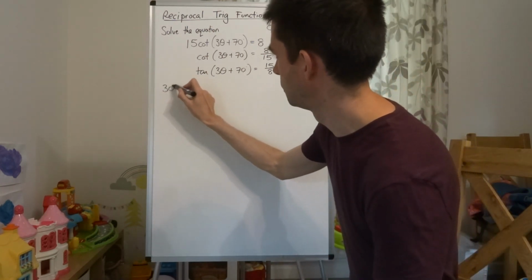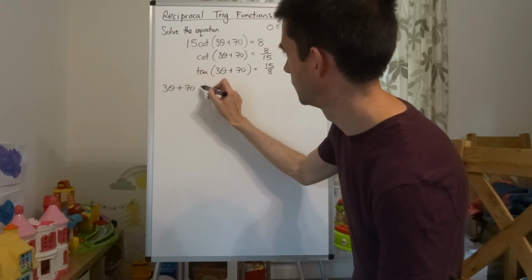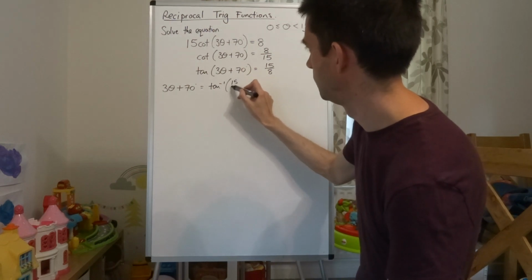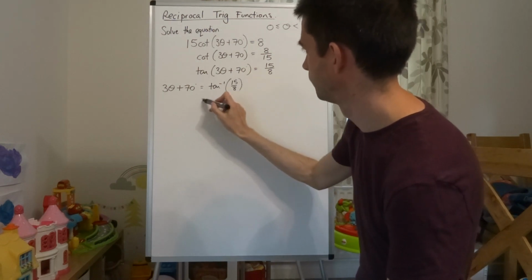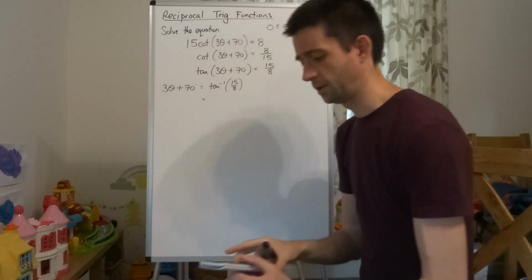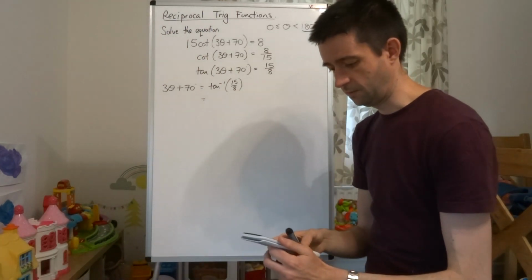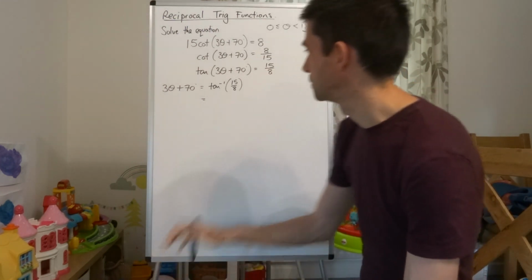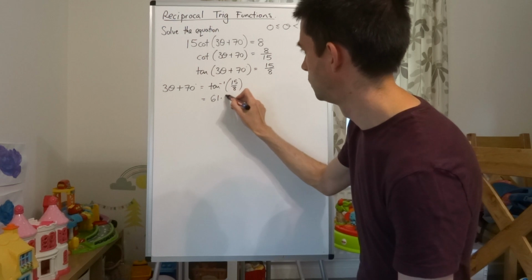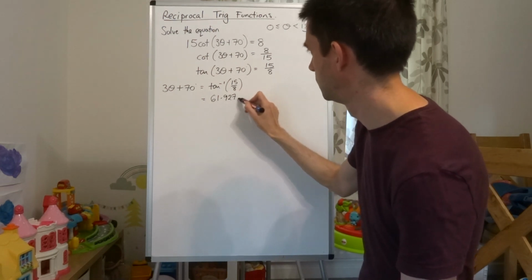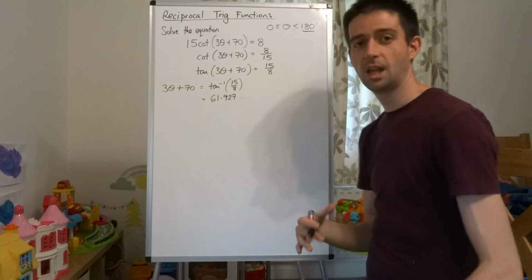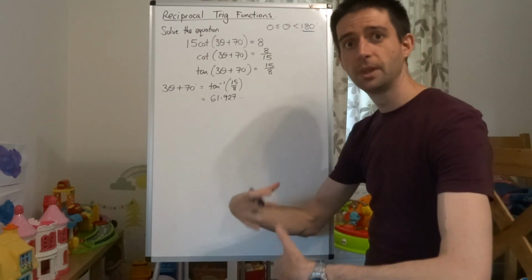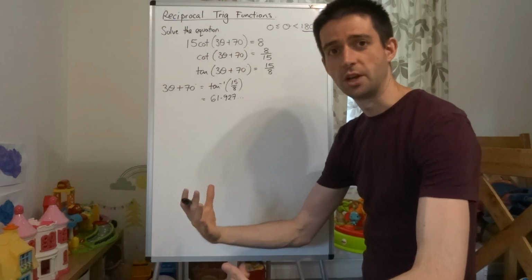So, 3 theta plus 70 is going to equal tan inverse of 15 over 8. Using my calculator to find that, tan inverse of 15 over 8 in degrees comes out as 61.927. So that's my principal solution. I'm going to draw my cast diagram, get the rest of the solutions and then adjust.